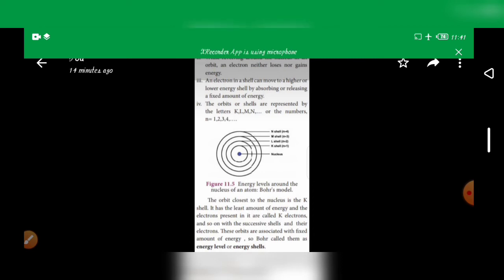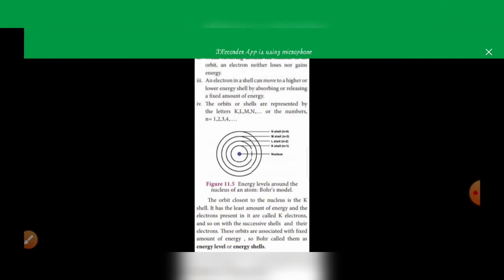Okay, as long as an electron revolves in the same orbit, it does not lose or gain energy. As we move away from the nucleus, the energy of the orbit constantly increases. When an electron absorbs energy, it jumps from a lower energy level to a higher energy level. When an electron returns from a higher energy level to a lower energy level, it gives off energy.